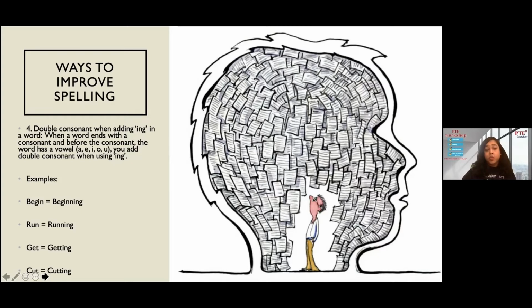So yes, whenever you want to make a version of a word with ing, you see at the end there is a consonant, before the consonant there is a vowel, double the consonant. And if you see at the end there is only one vowel, just drop that vowel and add ing, as we discussed in the last rule for improving spelling. Right, I hope it's helping all of you out.